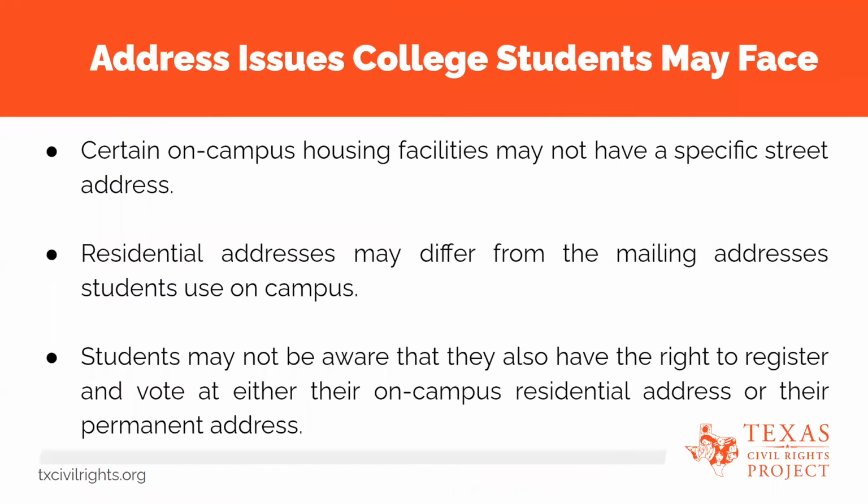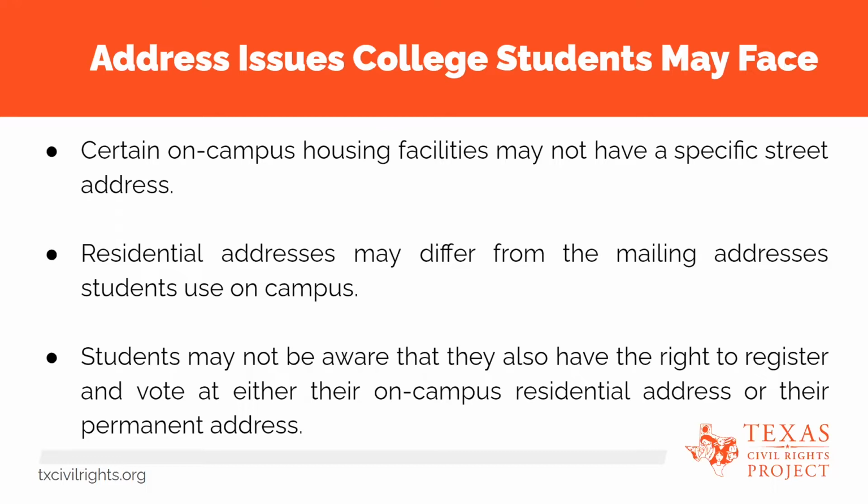I see this as a subset issue of the residency requirements, but these are more practical address issues college students can face. On certain campuses, on-campus housing facilities may not have a specific street address. Residential addresses may differ from the mailing addresses students use on campus. And students may not be aware that they have the right to register and vote at either their on-campus residential address or their permanent address.